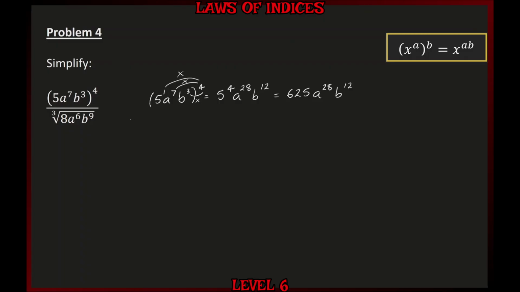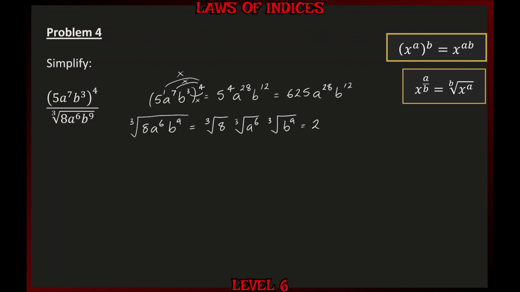Moving on to our denominator, we have the cube root of 8, a to the power of 6, b to the power of 9. Now we can rewrite this as the cube root of 8 multiplied by the cube root of a to the power of 6 multiplied by the cube root of b to the power of 9. Now we know that the cube root of 8 is 2, because 2 times 2 times 2 is 8. So this becomes 2.